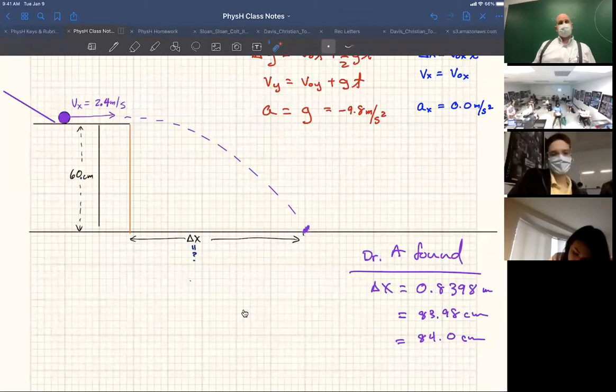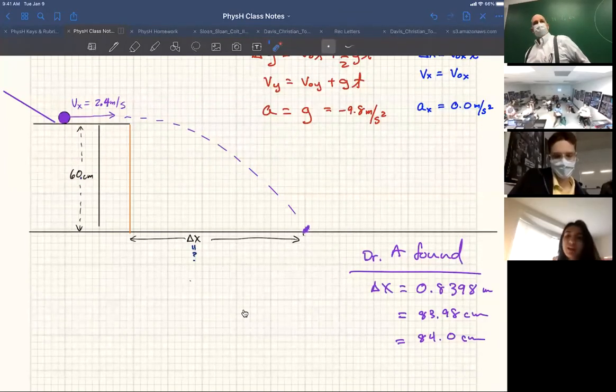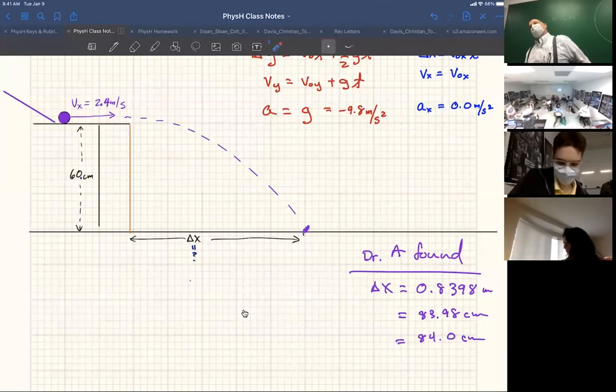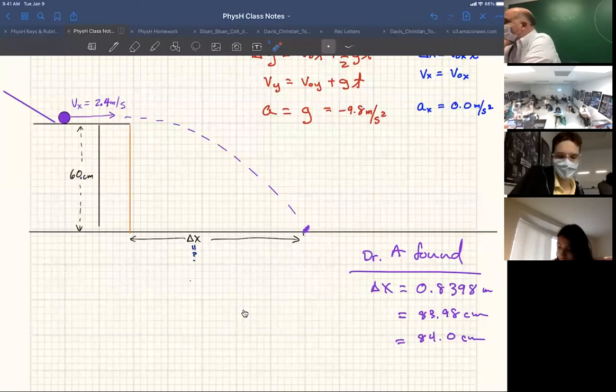Square root of 20, because it's 60 centimeters, not 60 meters. So 0.6 meters. Do you get it, Kenny? Let's talk about it before you leave, unless you want to wrestle with it. Okay. Okay.